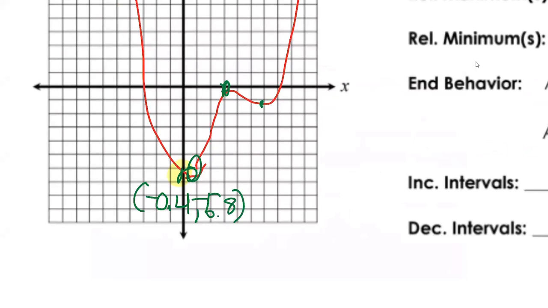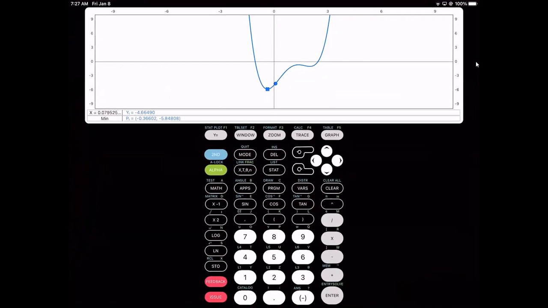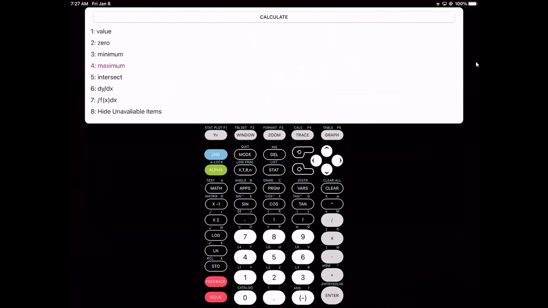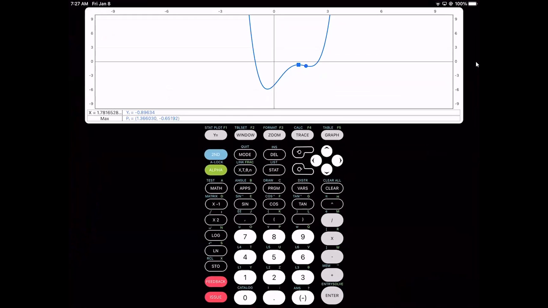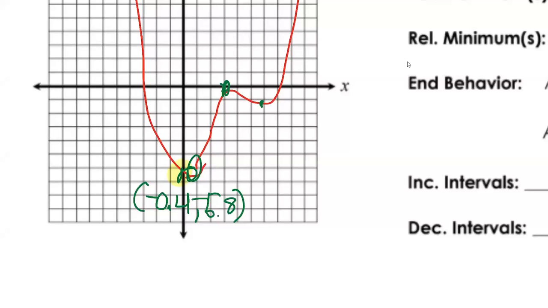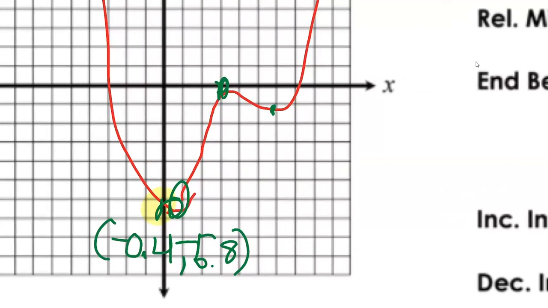Then we're going to find that maximum. So I'm going to do second trace, and I'm going to do option 4. I'm going to be left bound of that max, and then I have to be to the right of that max. So this max is approximately 1.4, negative 0.7. I'm just rounding it to one place. Depending on how accurate you want to be, you might want to put a couple places. I'm not too picky because we're not doing anything where we need to be incredibly accurate in here. But if you're doing some real world question, you probably don't want to round too much.